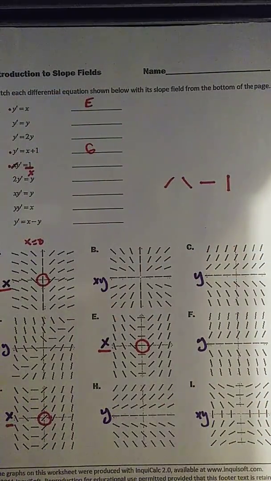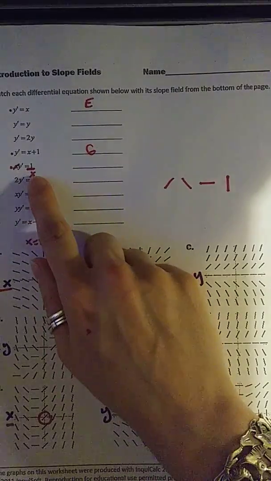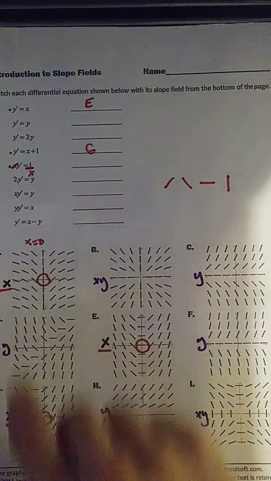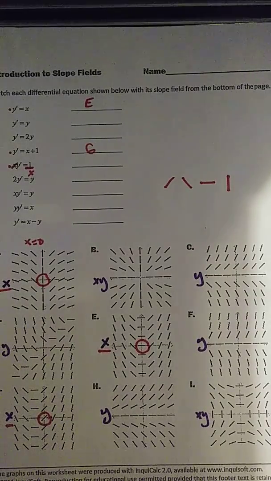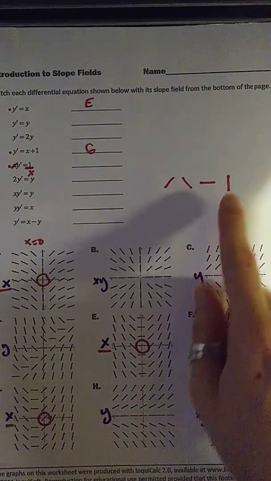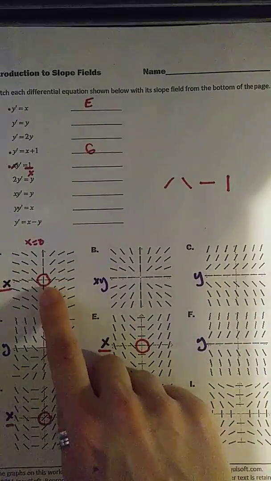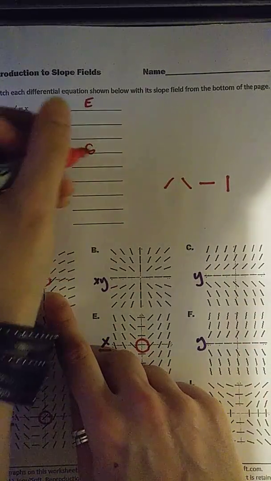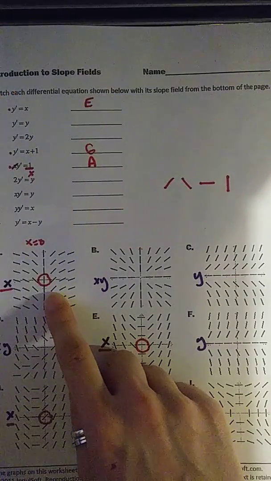And lastly, I plug 0 into my last equation with only x in it. So y prime equals 1 over x, so y prime equals 1 divided by 0. That's undefined. We draw an undefined slope with a straight up and down line, which is that graph right there. So this one, slope field A, must be equation 5.